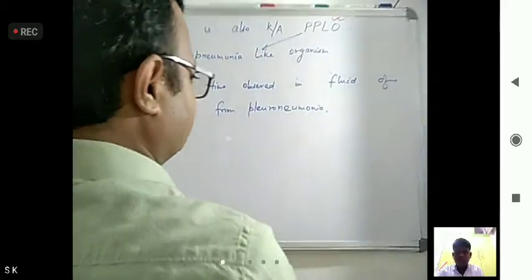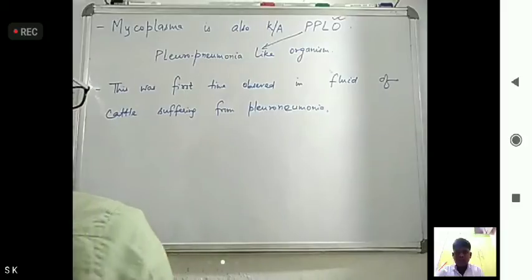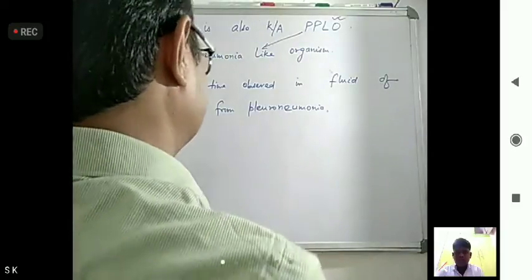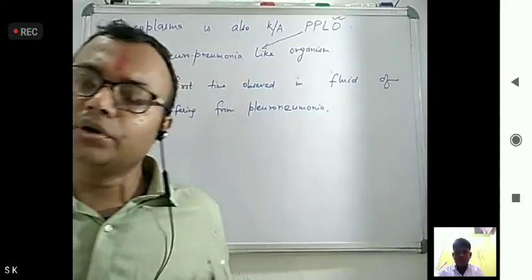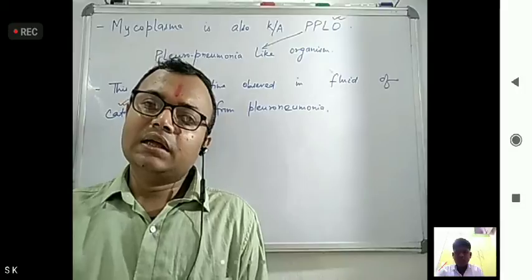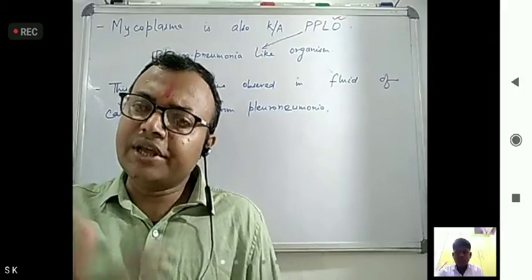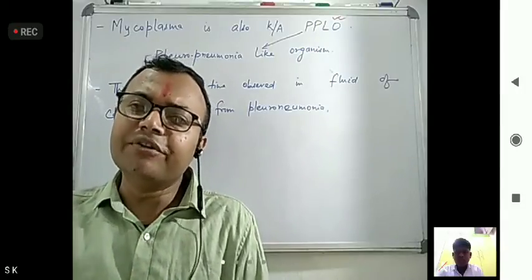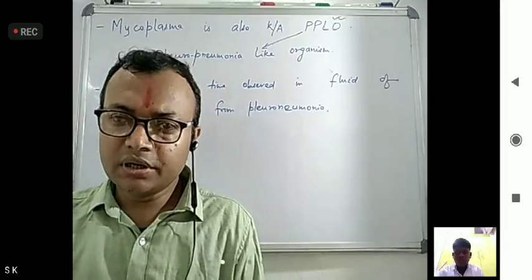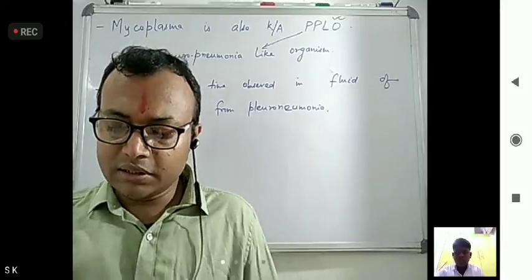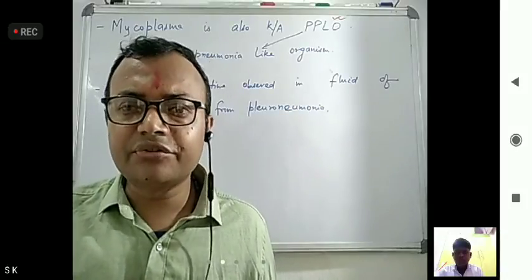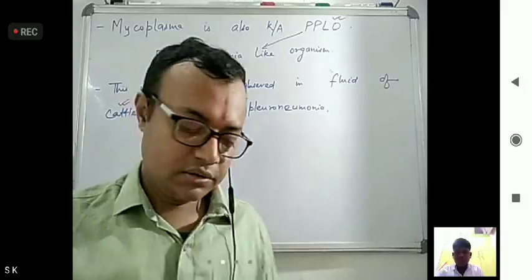Okay, so this was first time observed from what? In fluid of cattle suffering from pleuropneumonia. Okay, now since they are changing their shape every time, that's why they are showing what? Pleomorphic movement. Okay, now another term here, what? This mycoplasma also infects animals.